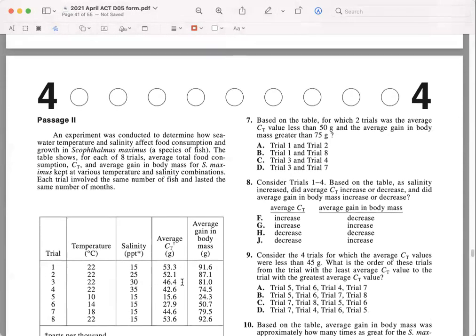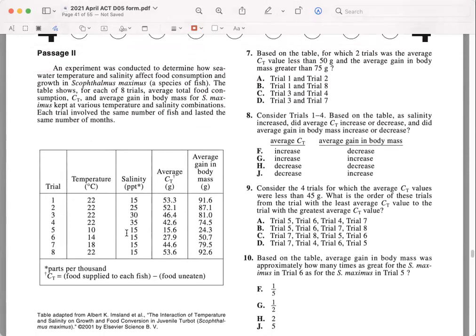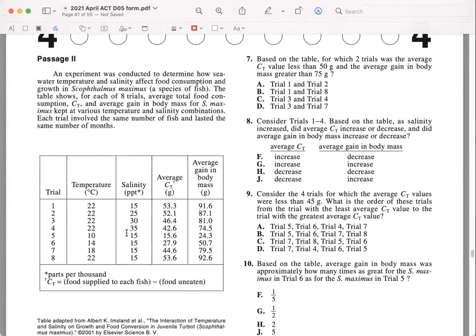Okay, let's go to the second passage. An experiment was conducted to determine how seawater temperature and salinity affect food consumption and growth in Scophthalmus maximus, a species of fish. The table shows for each of 8 trials average total food consumption, CT, and the average gain in body mass for S. maximus, kept at various temperatures and salinity combinations. Each trial involved the same number of fish and lasted the same number of months. Okay. Based on the table, for which 2 trials was the average CT value less than 50 grams and the average gain in body mass greater than 75?